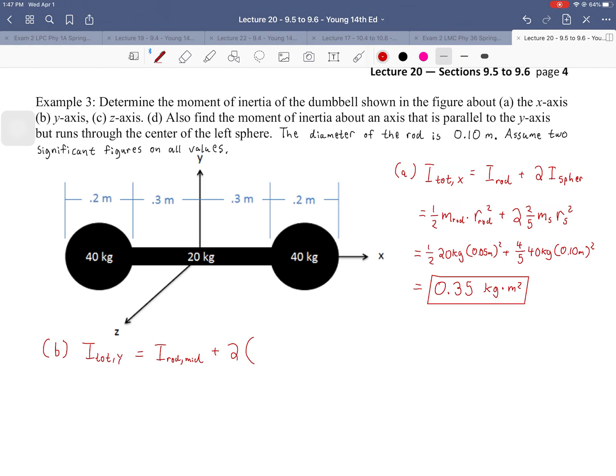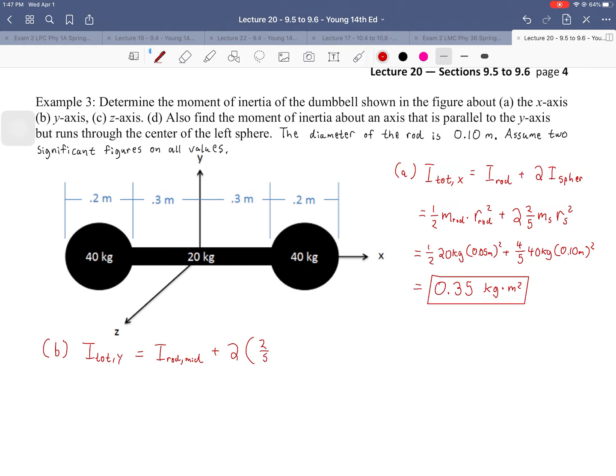So let's think about what's going on with the spheres. Each of those spheres doesn't have the y-axis passing through its middle, so we can't just use the ready-made formula for the moment of inertia of a sphere. We can't just use the 2/5, because unlike the x-axis, the y-axis doesn't pass through the middle of either sphere. But they are an equal distance from our chosen axis, so we're going to use the parallel axis theorem for both, and then multiply that overall result by 2. That's why I have that leading 2 right there.